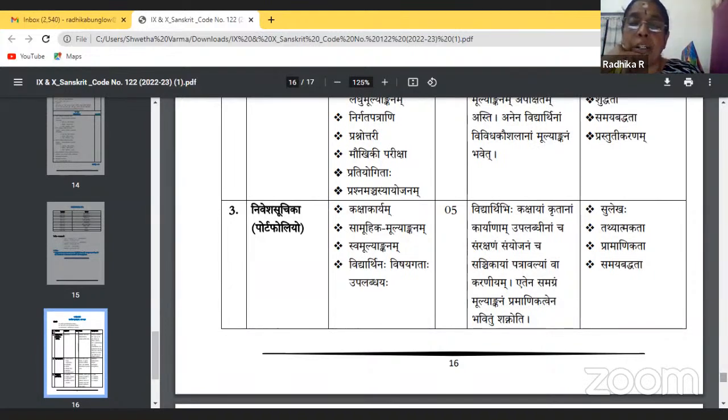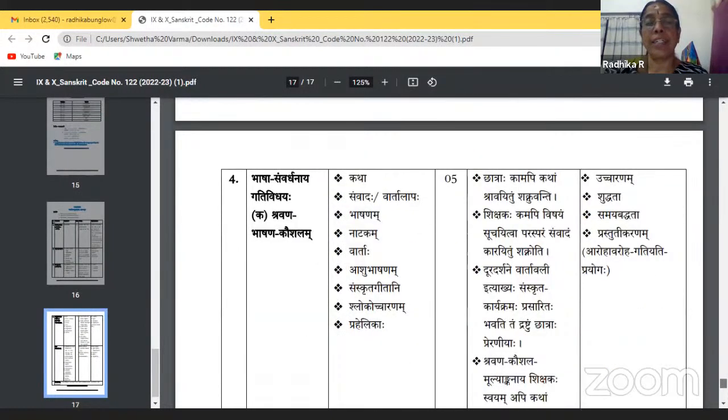We have to make a Sanskrit magazine like that, and all the students should contribute some literary works for it. Sulekhaha, Tathyatmakada, Pramanikada, Samayabddhata. Written content and the time management. We have to assess that. Then 5 marks, 15.